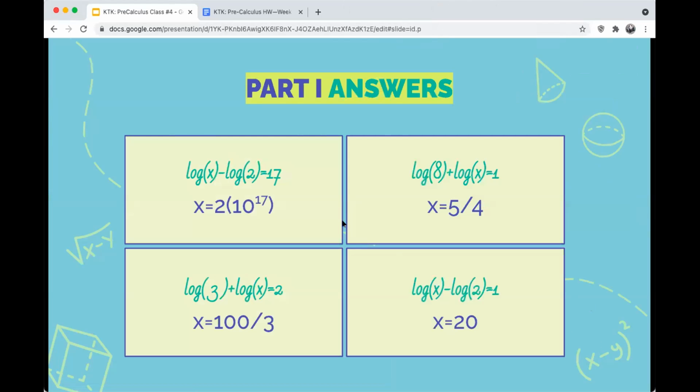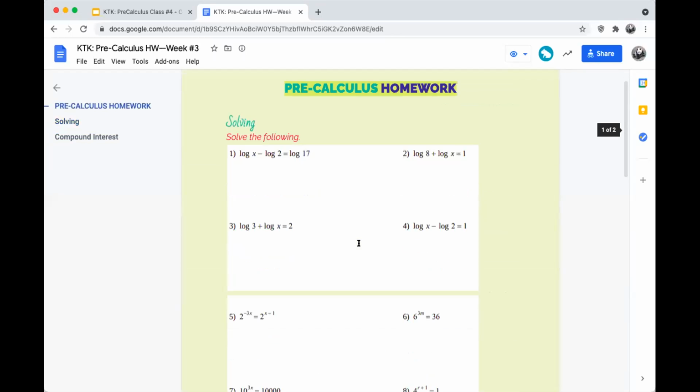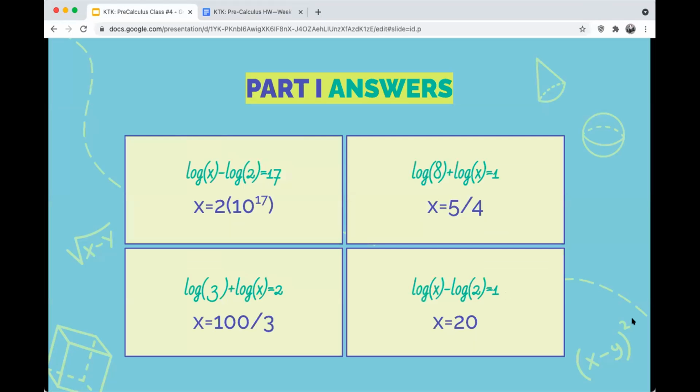So part 1 answers. For log x minus log 2 is equal to 17, it's easier to keep it at 2 times 10 to the power 17. It would be a very large number otherwise. Number 2 would be x is equal to 5 by 4. Number 3, x is equal to 100 by 3. And number 4, x is equal to 20. Let's go ahead and check your answers. So go back. These are the problems. And these are the answers.